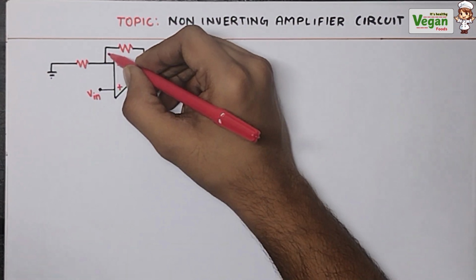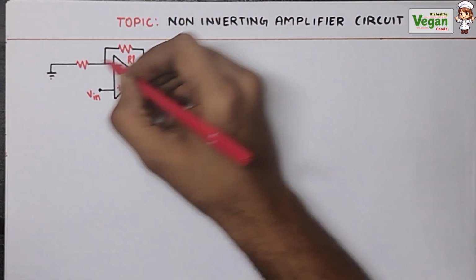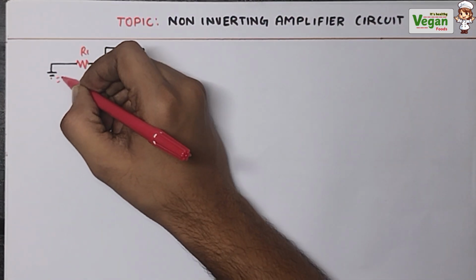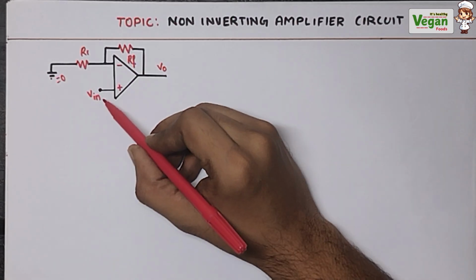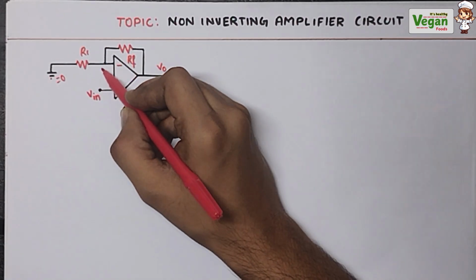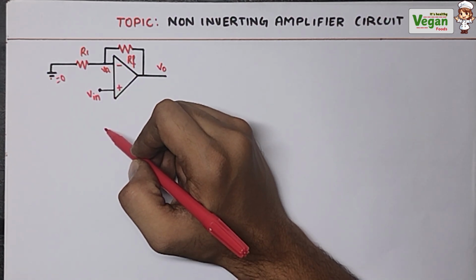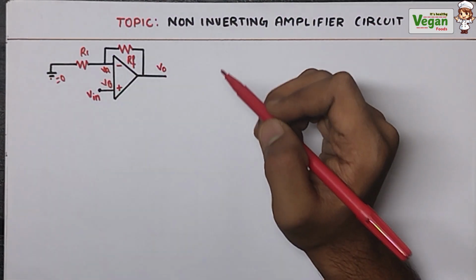Next, this is the feedback and the feedback resistance RF. Next, this is the resistance R1 and this is grounded. So if it is grounded, the voltage value will be equal to 0. When you give an input Vin, the voltage at the negative terminal will be called Va and the voltage at the positive terminal will be called Vb.